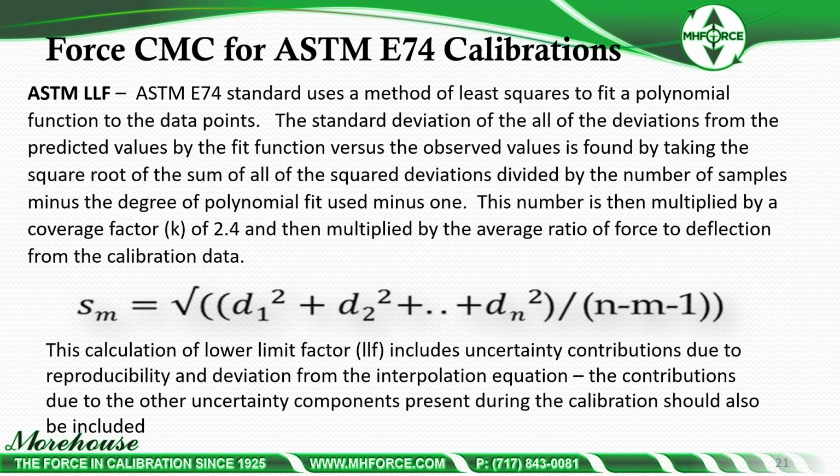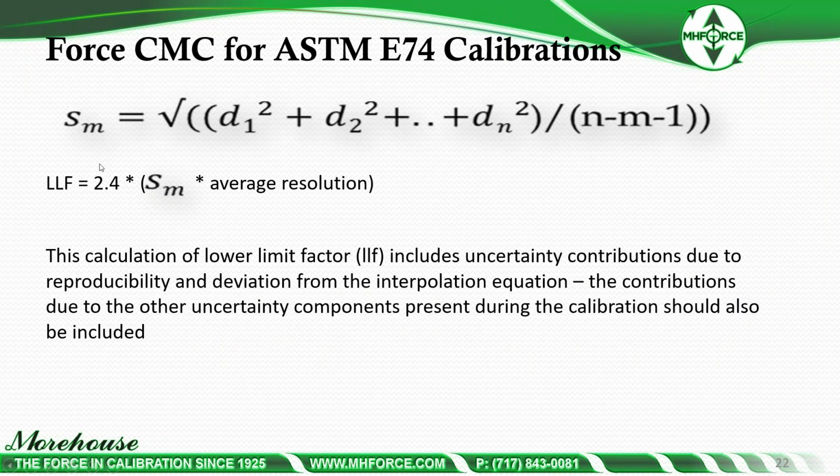So with ASTM, you're basically taking 30 or more points: you're taking 10 or 11 points along a range, and then you're rotating the device, taking another 10 or 11 points, rotating the device, taking another 10 or 11 points. Then you're taking the differences from the predicted values, and this equation right here is the difference from those predicted values. And then you're multiplying that by 2.4. And then you're multiplying that times the average resolution. So you find the average resolution, you take the resolution per point.